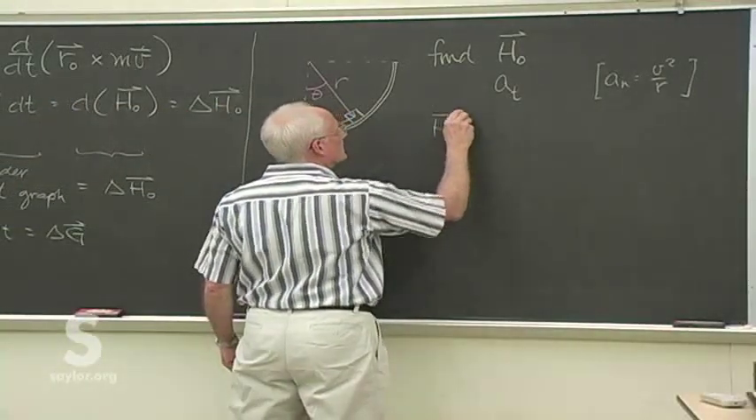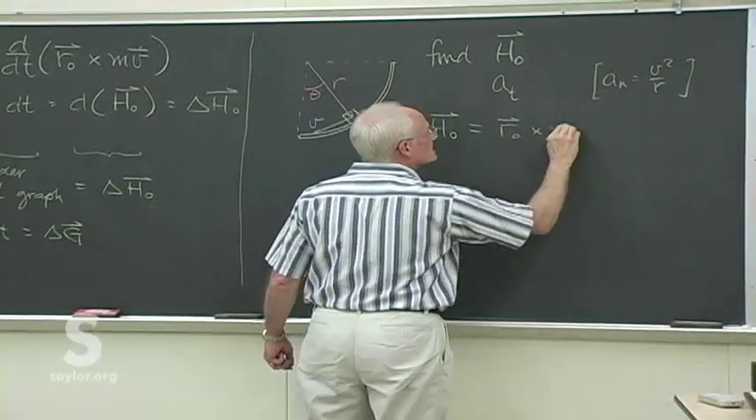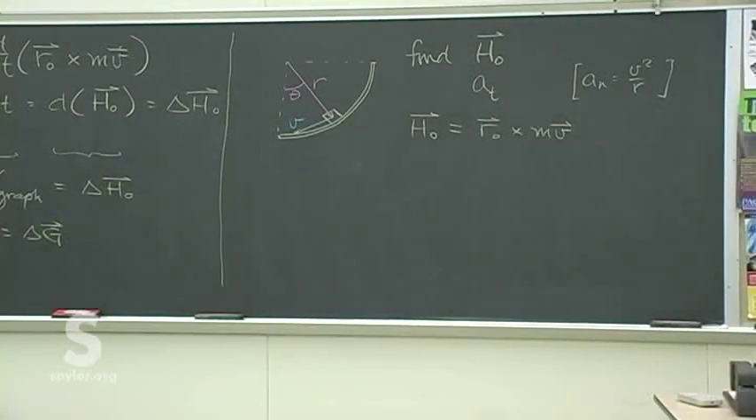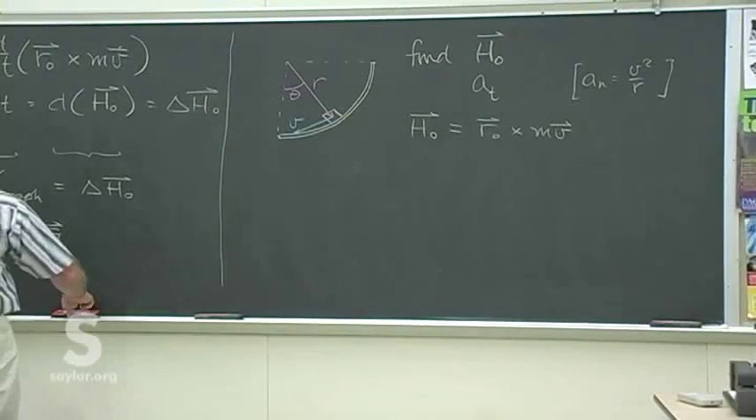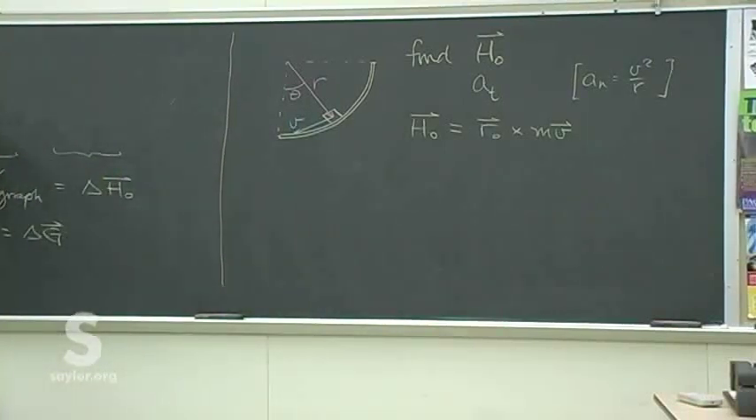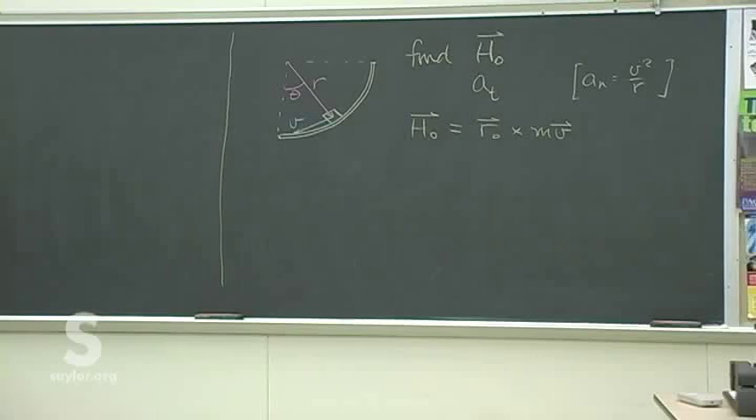Okay, let's see what we got. H0 is r cross mv. Now we can do this in two ways. We can do the cross product itself, or we can use a little bit simpler way to do it, especially for two-dimensional problems as this one is. If we remember what the magnitude of the cross product is, the direction we can get from simple observation.